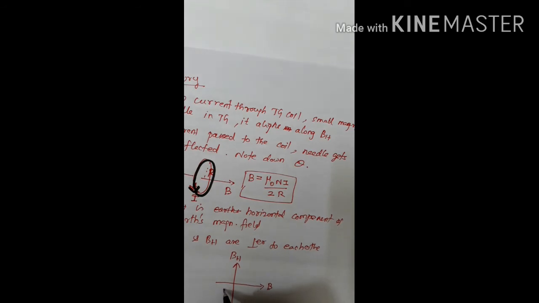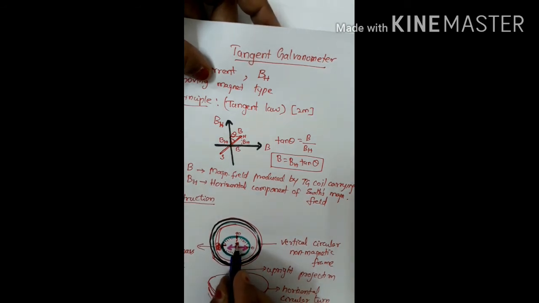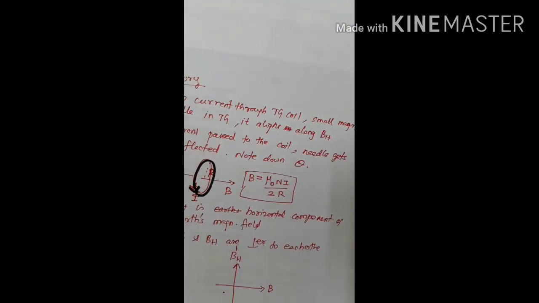In the TG coil, there is a magnetic needle, right? You look at this diagram, children. There is a magnetic needle here in the TG coil. It will come to the deflected position. You can see first it is in the north-south direction. If you pass current, this needle will come to the deflected position. Initially the aluminium pointer and magnetic needle were arranged like this. If you pass current, the needle will get deflected to some other position.